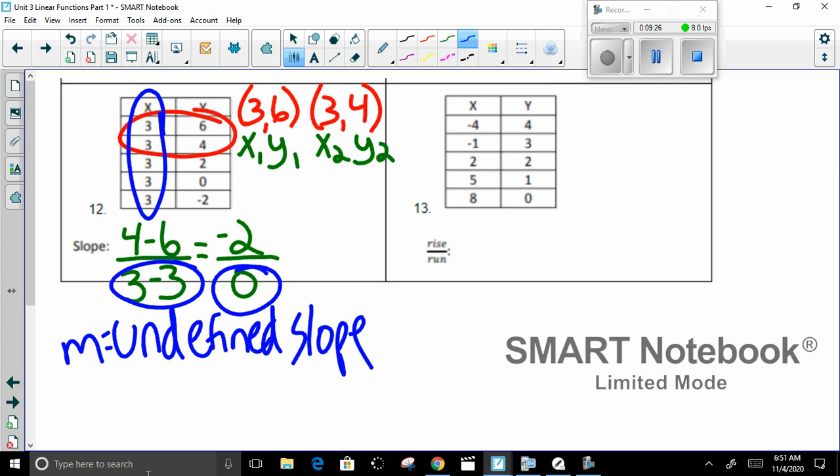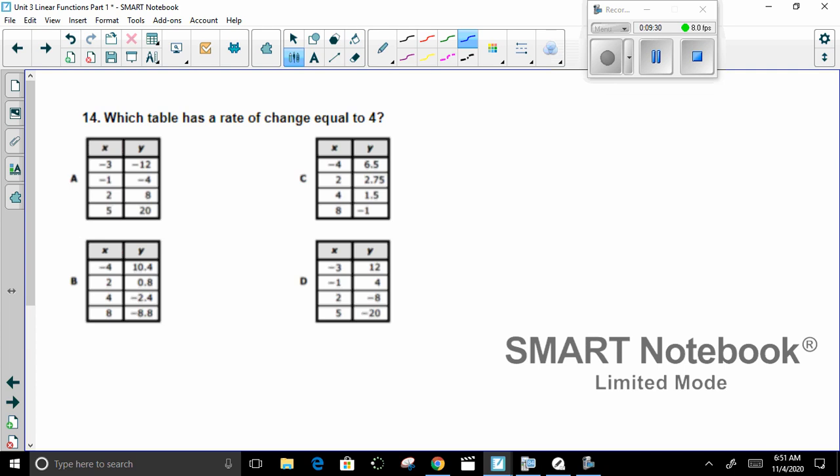All right, last one. Which table has a rate of change equal to 4? So I want to look at all these tables. One of them has a rate of change equal to 4. So I've got to kind of process of elimination here. I'm going to use the first one. Try the first one out. If that doesn't work, then we'll see.